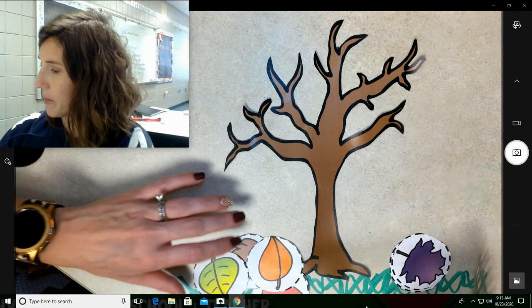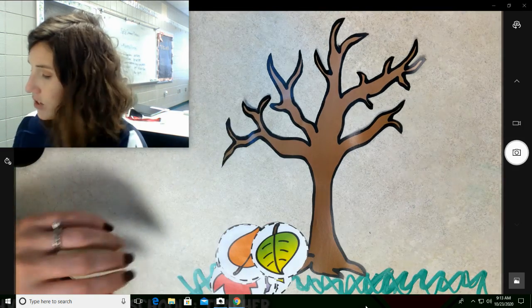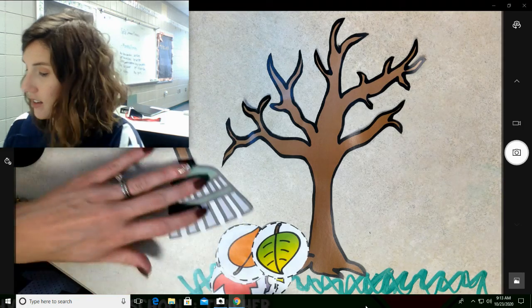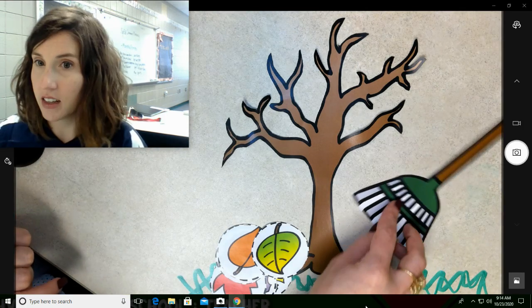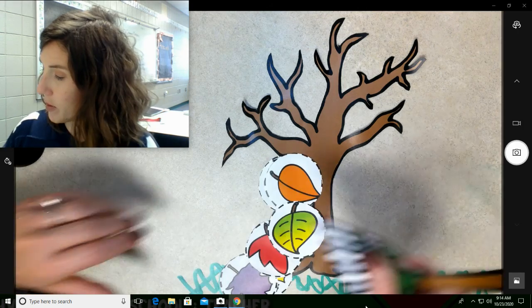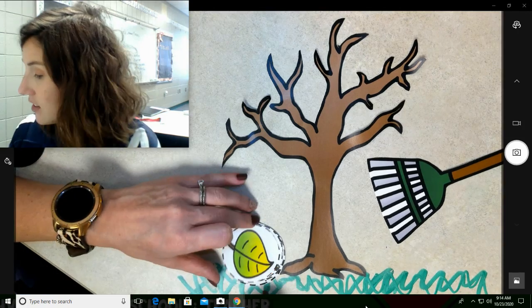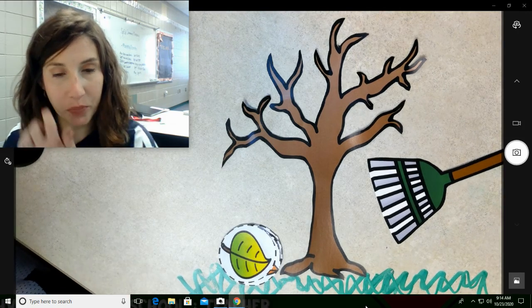Make a big pile of leaves. We used our rake. This is a rake. It's used to sweep up the leaves. Sweep up and make a pile. We have a pile of leaves under our tree.